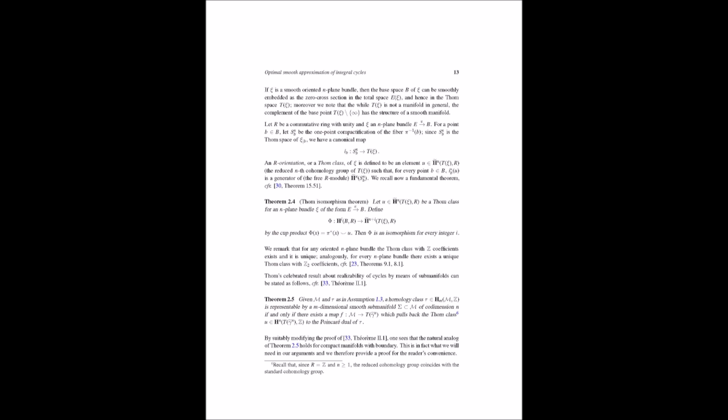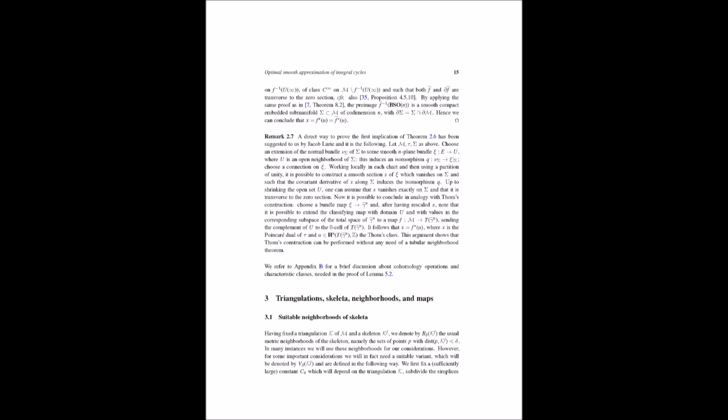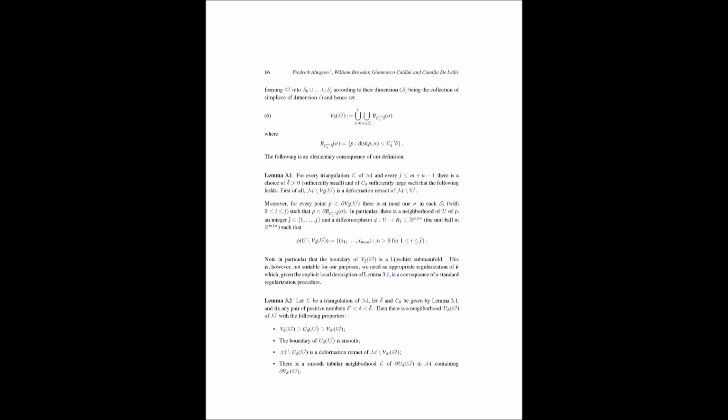Now, on pages 15 through 20, they bring in triangulations and neighborhoods of skeleta. Specifically, the concept of suitable neighborhoods in section 3.1. This is where the geometric and topological aspects start to really intertwine. They want to work with neighborhoods of the skeleta. You can think of them as the backbones of the triangulations. And these neighborhoods need to have certain properties.